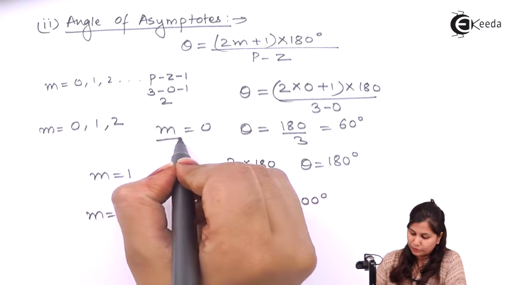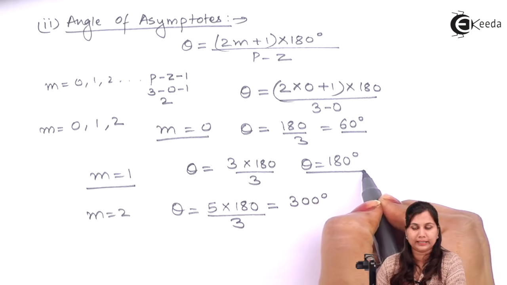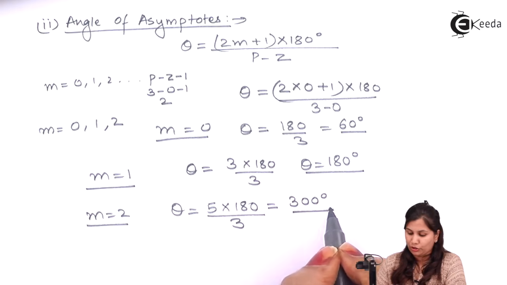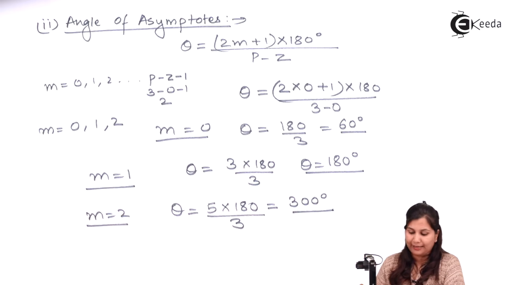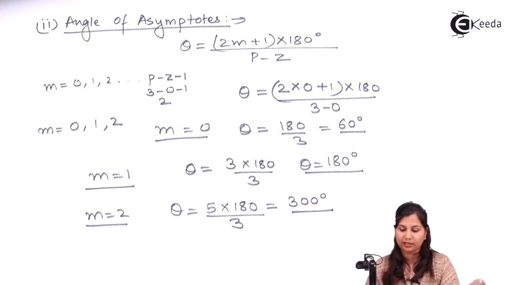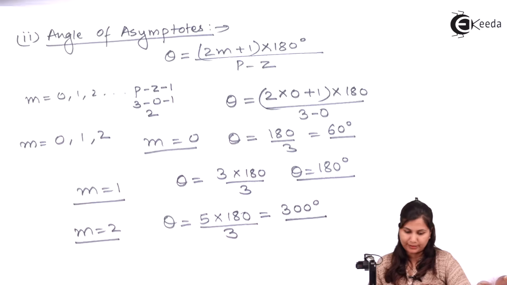So for m equals 0, theta is 60 degrees. For m equals 1, theta is 180 degrees. For m equals 2, theta is 300 degrees. So we have obtained the 3 angles of the asymptotes for the 3 branches which we are getting in the root locus. Now our next step is step number 6.